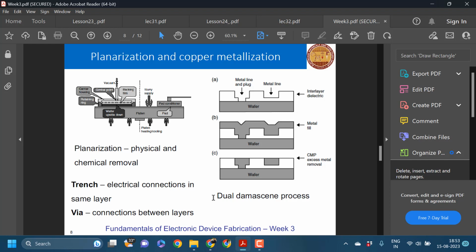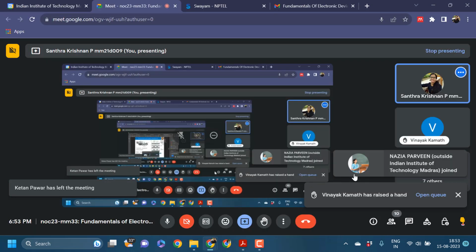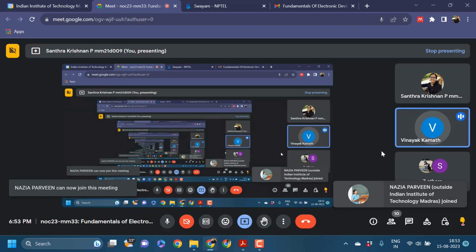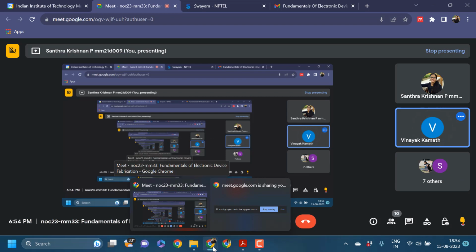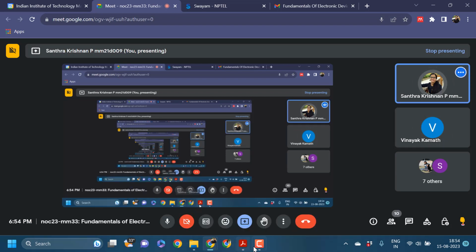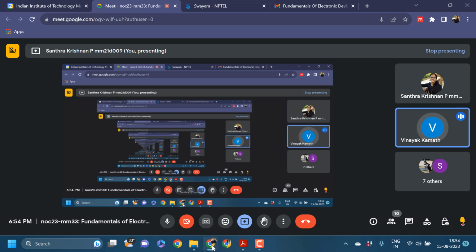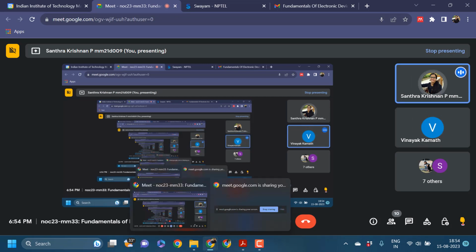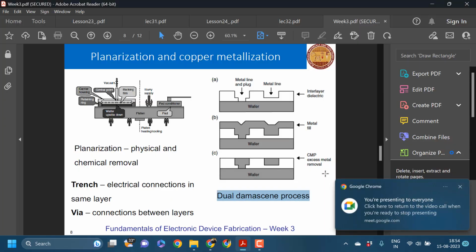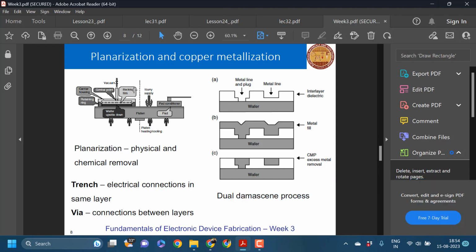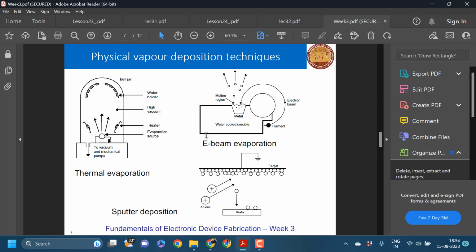So one another process that we need to remember is the... somebody has messaged something. Okay, Vinay Kamath has raised a hand. Okay, like you want the image. Okay, let me see if I have an image of that. Okay. Here I think it's not visible.